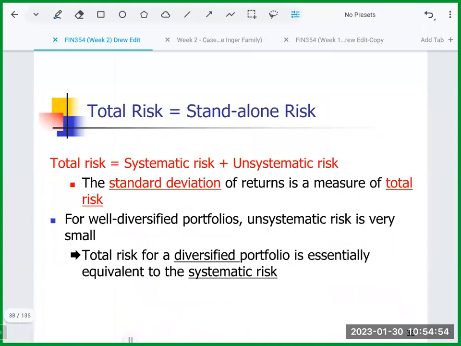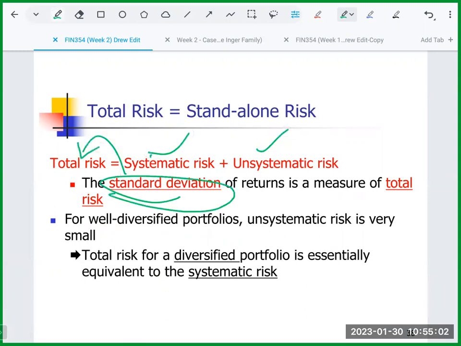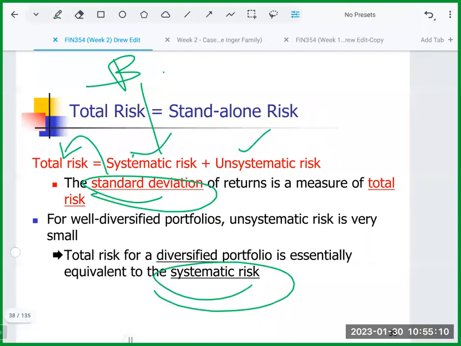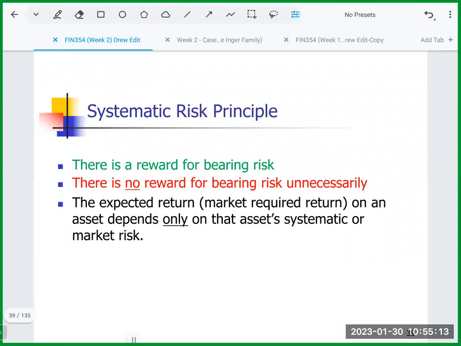Okay, so again, a repeat: total risk is systematic plus unsystematic. Standard deviation measures the total risk. The systematic risk is measured by beta. When it's fully diversified, what's left is only the systematic component. So in terms of risk, there is no reward in bearing risk that can be diversified. It's unnecessary. If you are carrying a lot of unsystematic risk, there is no reward in that. You will not get higher returns. You only get higher returns if you take on systematic risk.